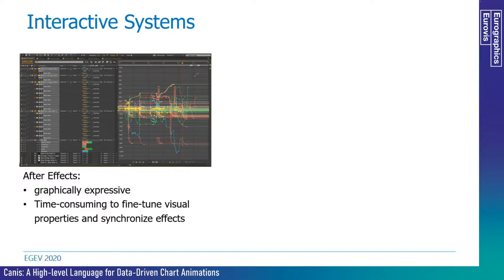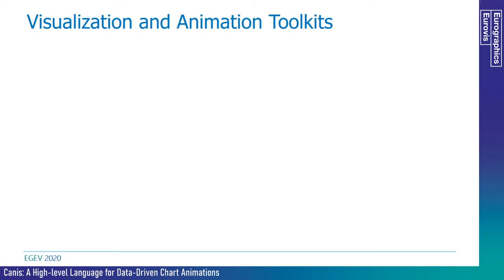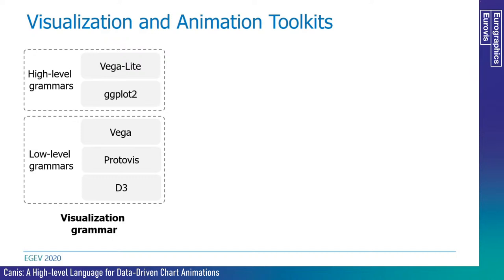On the other hand, template-based tools like Flourish provide data-driven templates to enable easy creation of chart animations, but the effectiveness is limited due to the predefined templates. To specify visualizations, we have both low-level grammars, which involve a steep learning curve, and high-level grammars that provide concise specifications with omitted details. And Canis shares this similar spirit of high-level visualization grammars.